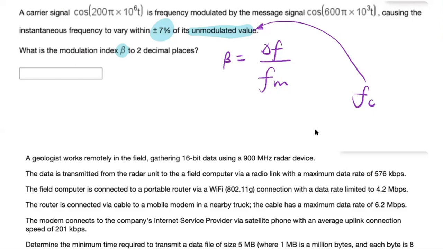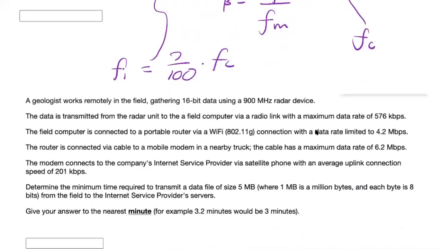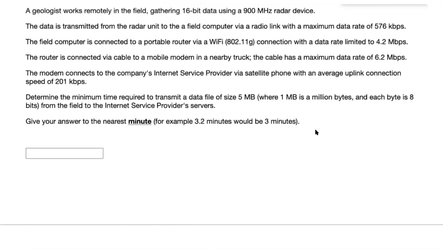And they're saying that the instantaneous frequency varies to within 7%. Okay, you might have a different number in your question, but it's within some percentage of its unmodulated frequency. So the instantaneous frequency can be as high as 7% of the carrier frequency, or the unmodulated value. So you can just substitute the values and find beta. Most people got that answer correct.